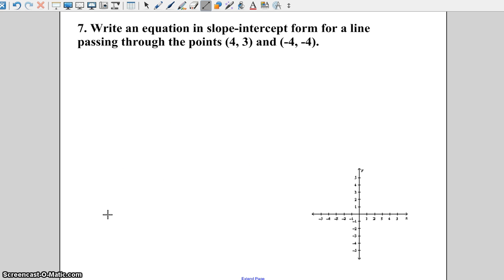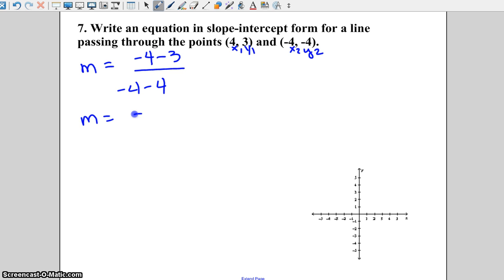Example 11, write an equation in slope-intercept form for a line passing through the points 4, 3, and negative 4, negative 4. We have to do a couple of steps in this one. We eventually will use the point slope form, but first we have to find the slope. So to find the slope, we'll need to do negative 4 minus 3 over negative 4 minus 4. And so again, I'm using this as x1, y1, and this is x2, y2, and just substituting those in.